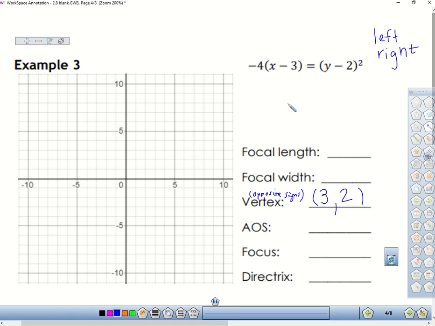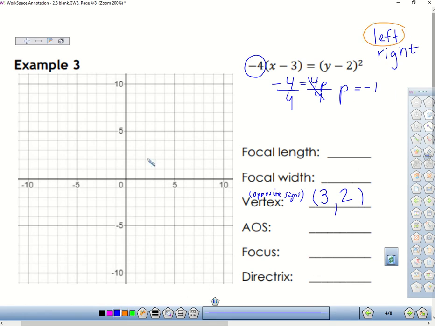Good question. So now that we have the vertex, we need to find the p-value, right? So to find the p-value, you always take whatever this constant is on the outside, and you take that constant and you always set it equal to 4p. Okay, every time it's 4p. Once you set it equal to 4p, you divide both sides by 4, which gives me a p-value of what? Negative 1. Does this mean we're going to open left or right? Left.